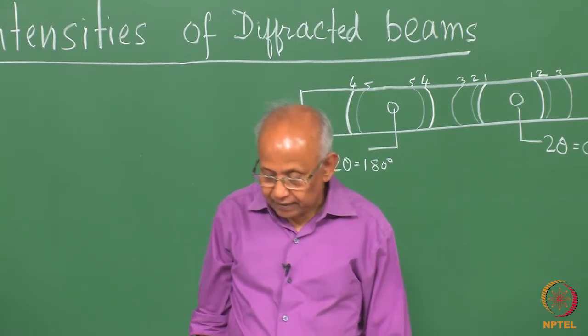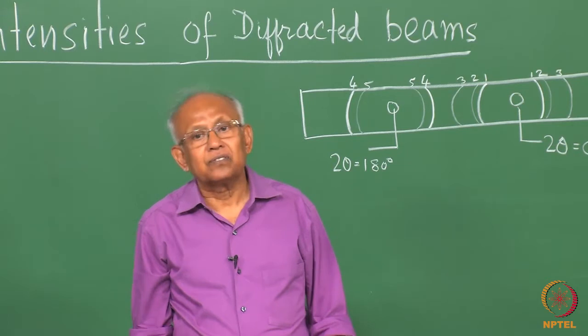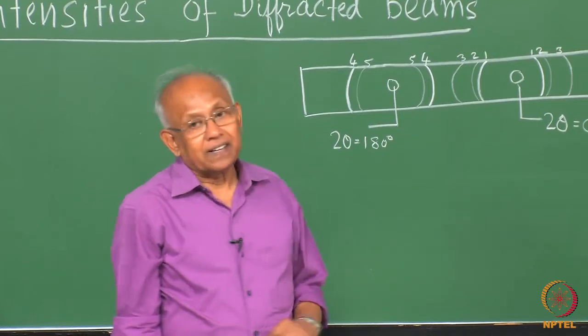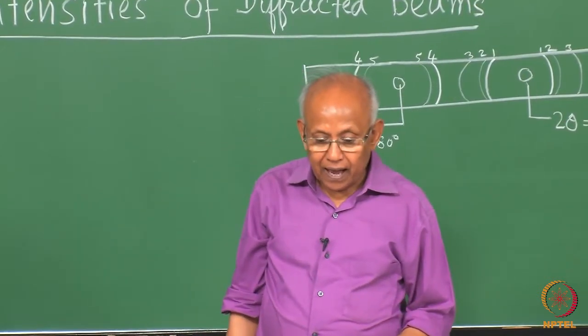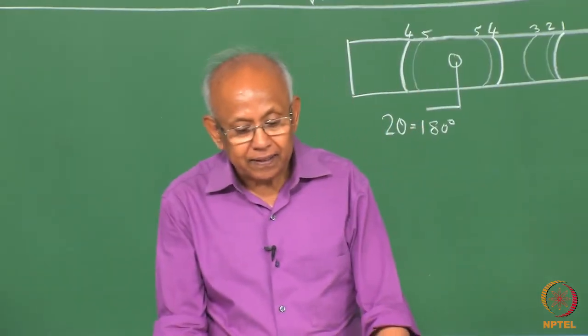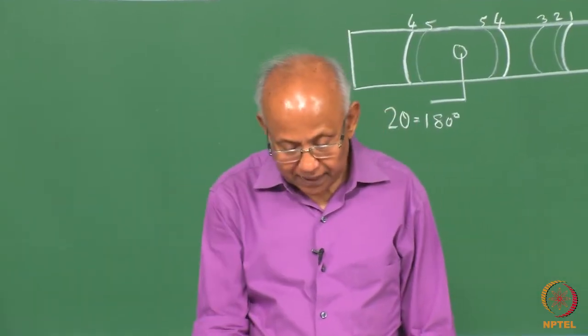diffraction pattern. Now, there are various factors which play a role in determining the intensity of a diffraction line, and those have been written down here, namely polarization factor, atomic scattering factor, crystal structure factor, multiplicity factor, Lorentz factor, absorption factor and temperature factor. Now, I will discuss each of these factors separately.